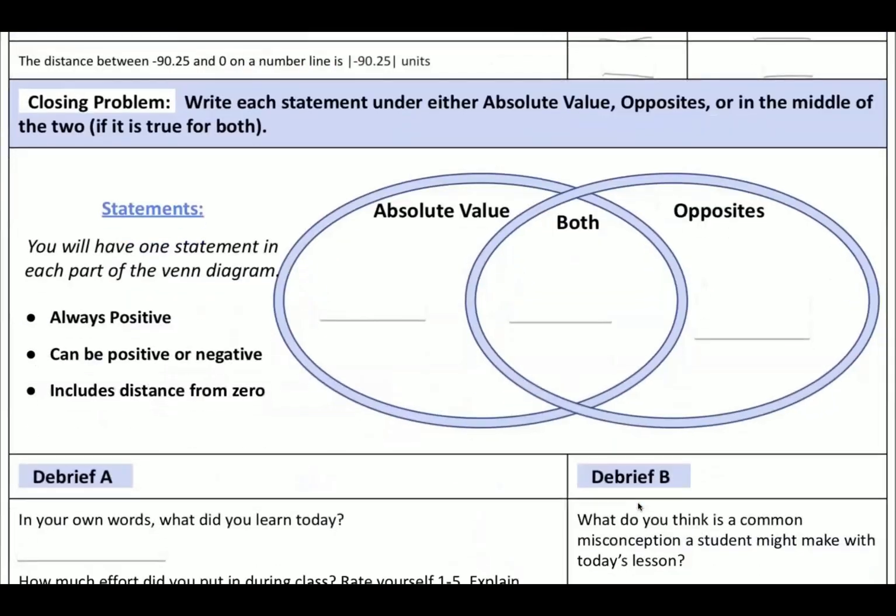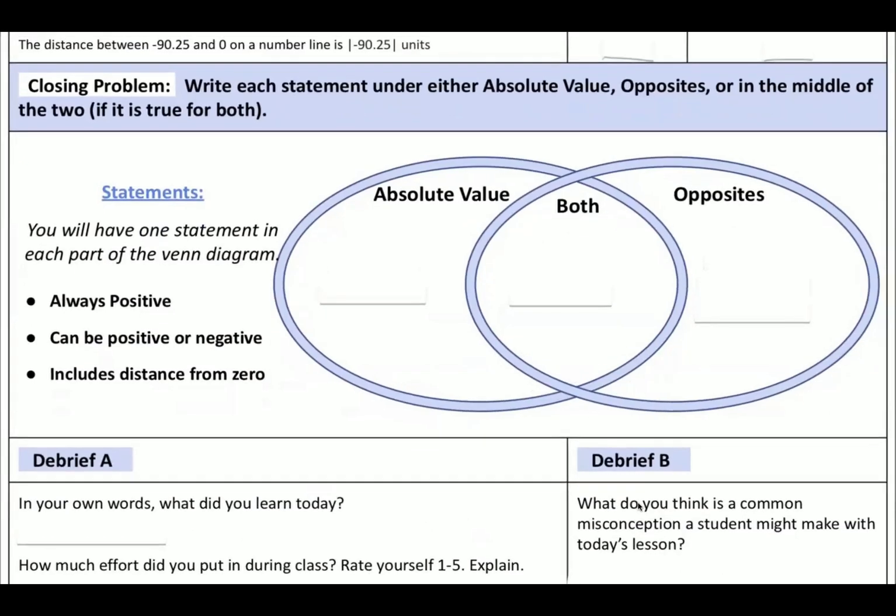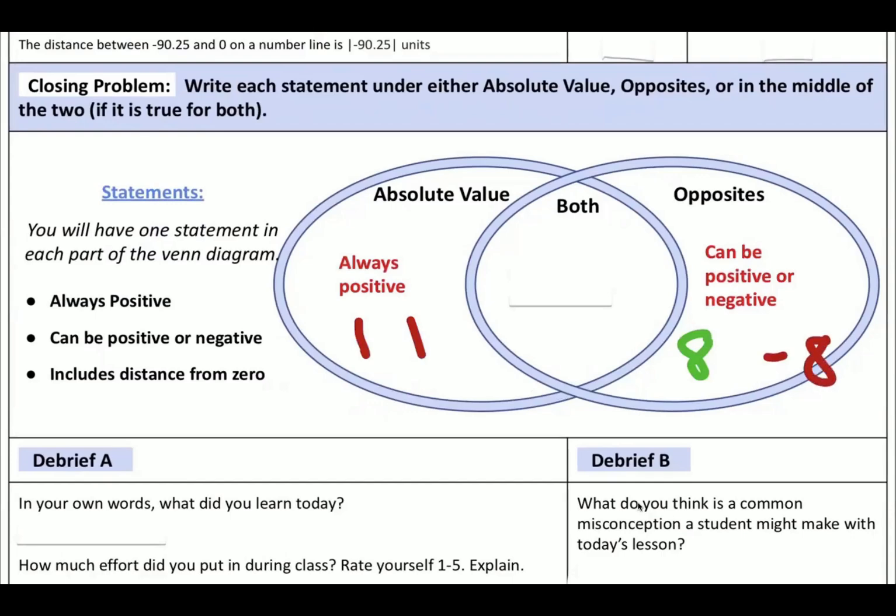Let's take a look at this Venn diagram. It says you'll have one statement in each part of the Venn diagram. Under absolute value, you should have it's always positive. Remember, these lines make a number positive. Under opposites, you should have can be positive or negative. An example is 8 and -8 are opposites. And then under both, you can have that they both include distance from 0.